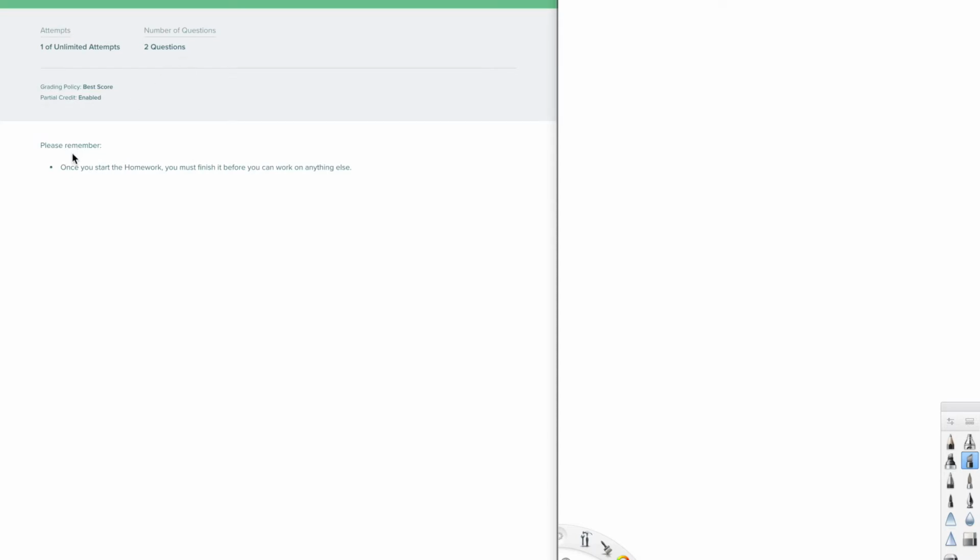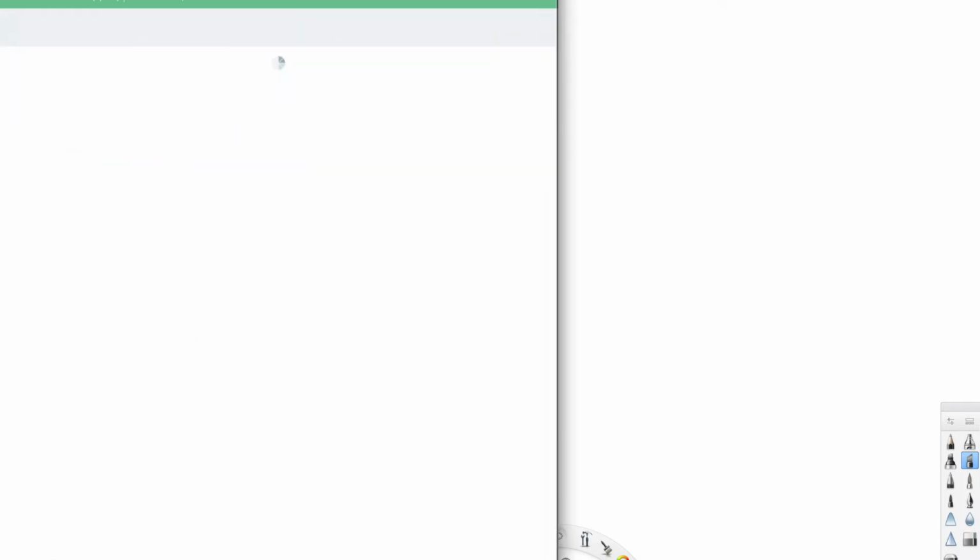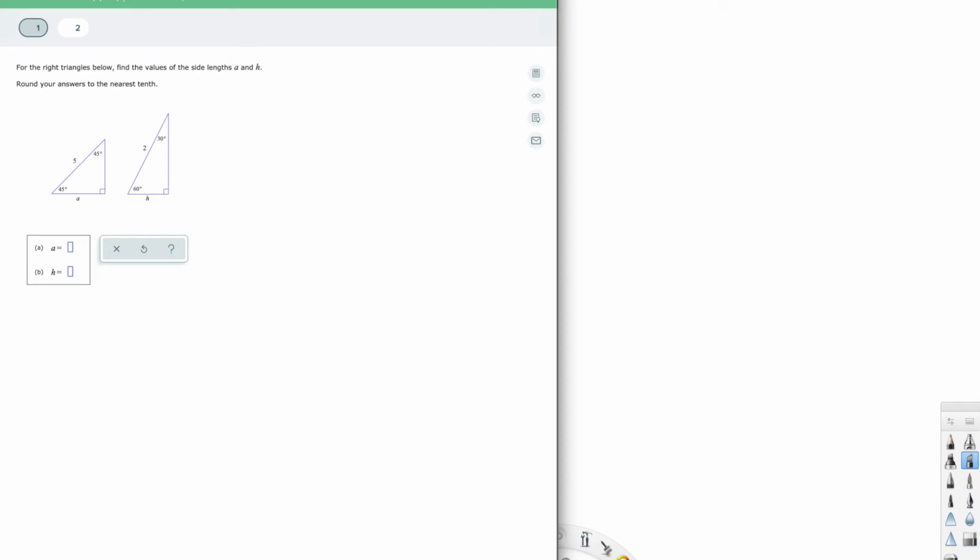And then down here it says, please remember once you start your homework, you must finish it before you can work on anything else. That means once I click the start button, down in the bottom right corner, I will see a submit assignment button. And I'm going to make sure to click that button to finish my assignment. That's what it means, is I've clicked that button. So it does two major things when I click submit assignment.